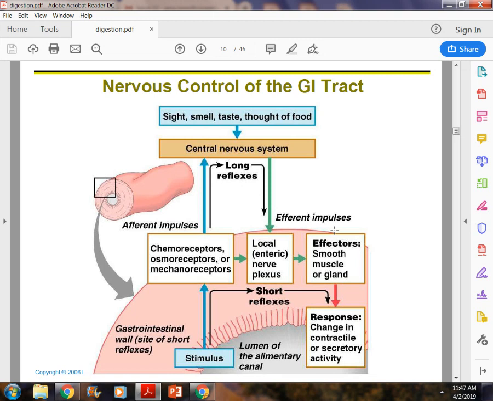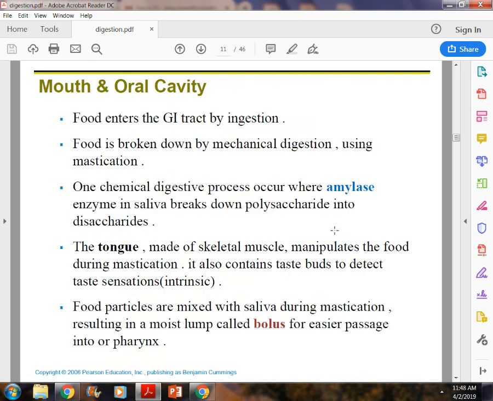So there's your diagram of kind of how the nervous system controls the GI tract. You see food, you smell food, you taste food, then the brain starts to activate different things to happen. The central nervous system sends those chemoreceptors down to start different acid production and different hormonal production, so that the stomach is ready once that food gets there to break it down and then get it ready for absorption.